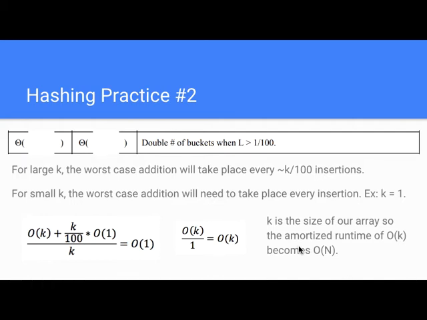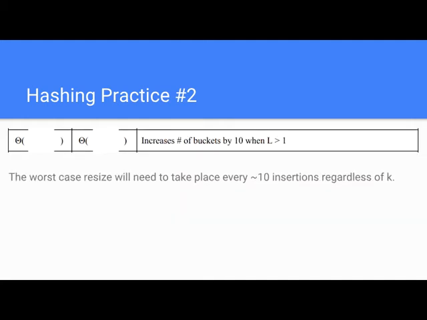Okay, let's go over to the next one. I think this one is different. It's a good problem to do. In this case, we increase the number of buckets by 10 every time our load factor is 1. So every time we have the same number of elements as the size of the array, we have to increase the size of the array by 10. So the worst case resize will take place every 10 insertions regardless of the size of our array. For small k or for large k, we resize our array by 10 every single time.